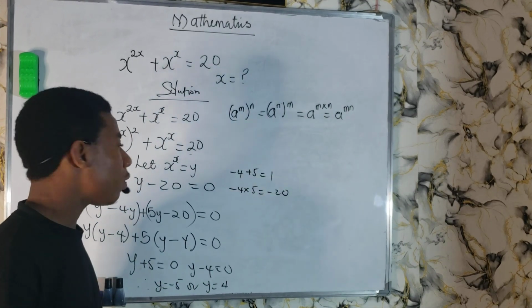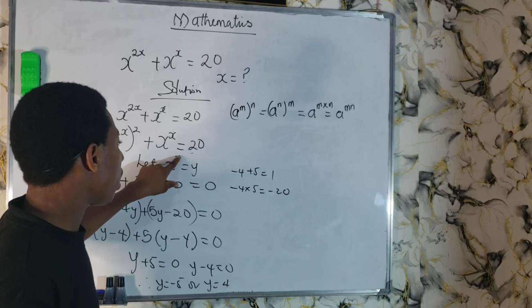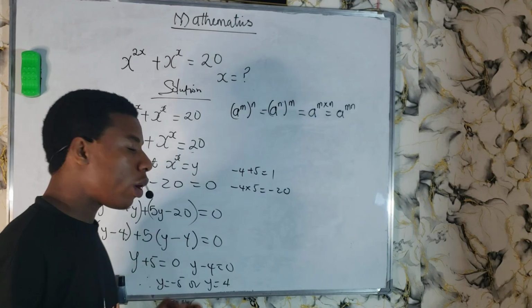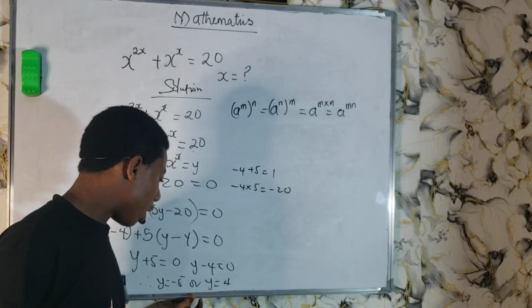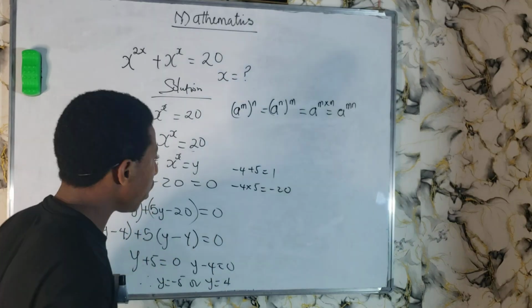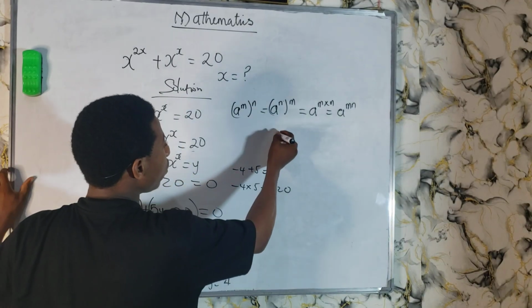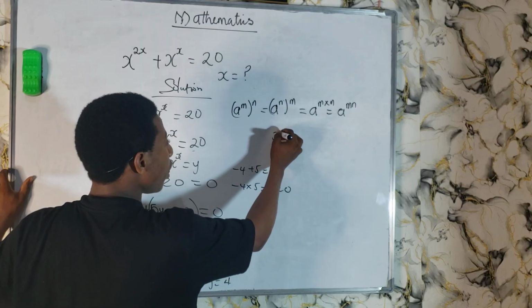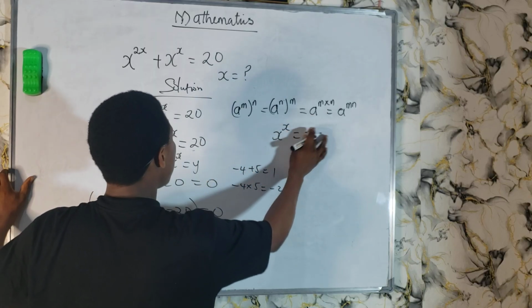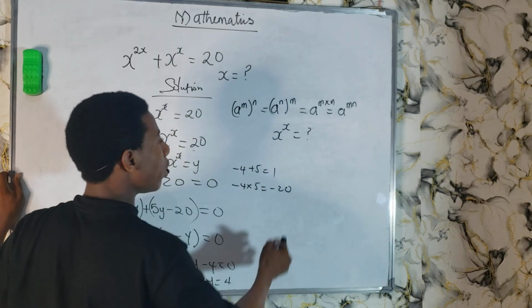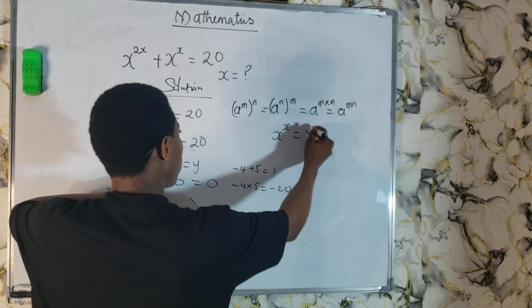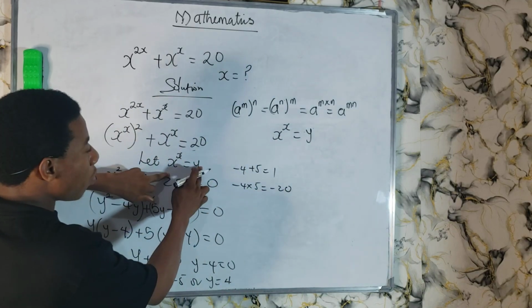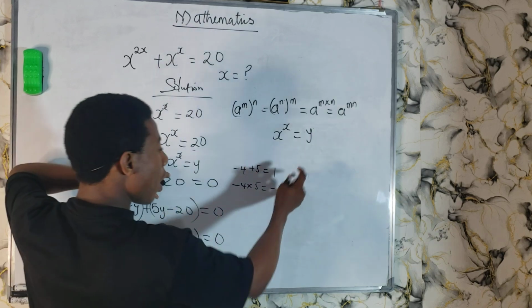But we are not done yet. Remember we said let x raised to the power x equal y. So what we're going to do is pick the positive value of the answer we got here, not the negative value, to satisfy the equation, right? So now x raised to the power x equals question mark. Remember, x raised to the power x equals y. So what is y? From the positive side, y is 4.